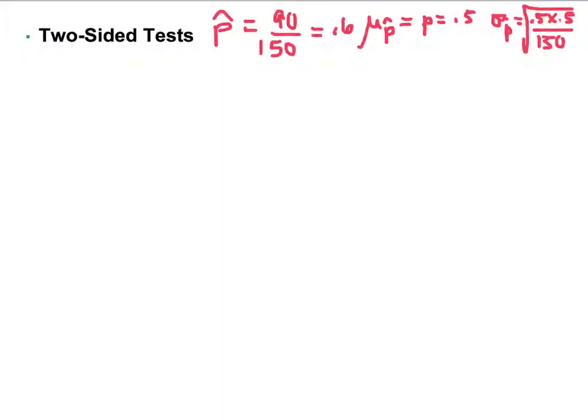Okay. And now I get my test statistic. Your test statistic is a z-score, and it's a z-score just like it always is. We take the sample value that we're looking at, we subtract the mean of the distribution, and we divide by the standard deviation of the distribution.